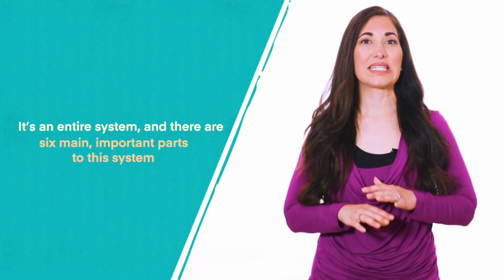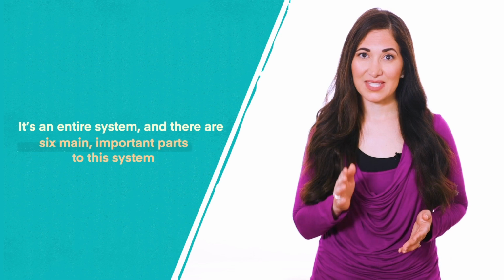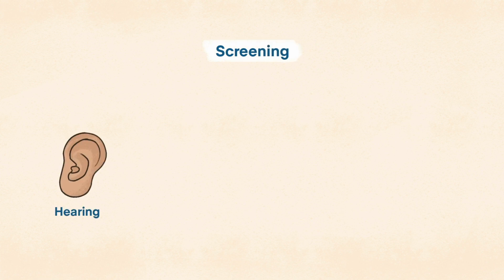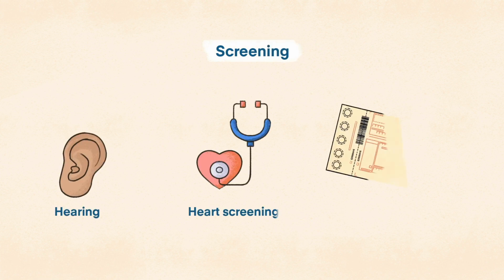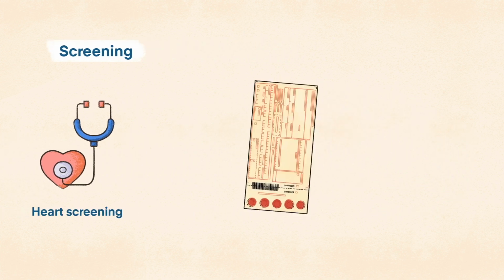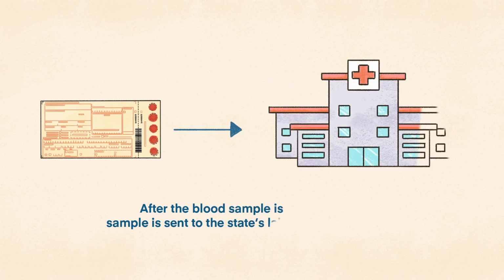Newborn screening is more than just a series of tests. It's an entire system, and there are 6 main important parts to this system. The first part is the screening itself. This includes the point-of-care hearing and heart screening, as well as collection of the baby's blood sample. This is the heel stick, or blood test. After the blood sample is collected, the sample is sent to the state's laboratory for analysis.